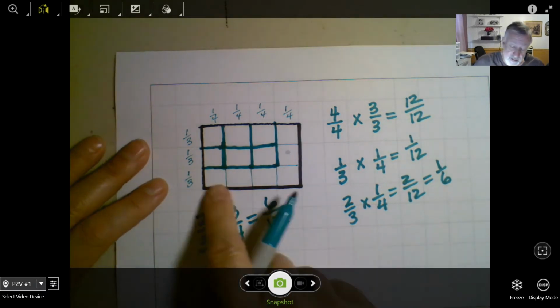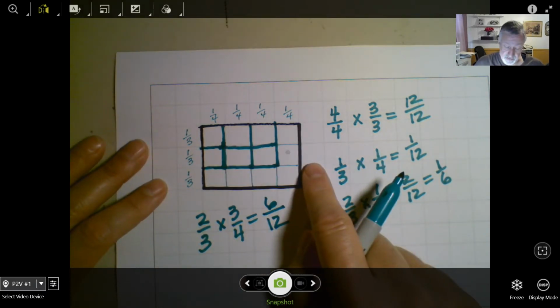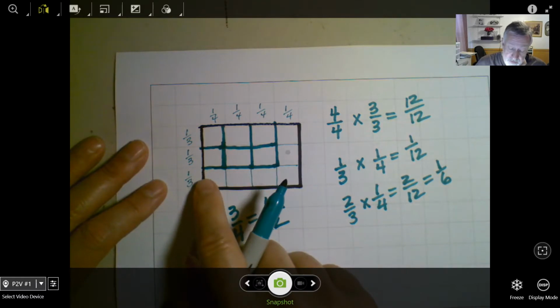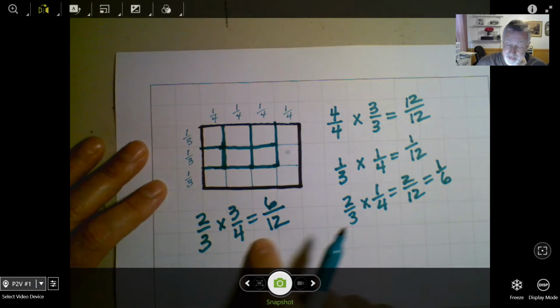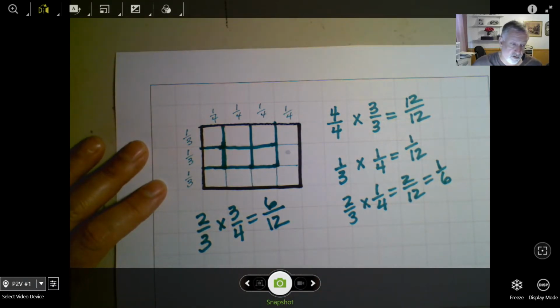So when we're finding the area of a fractional piece, all we need to do is multiply both numerators and denominators to come up with our answers.